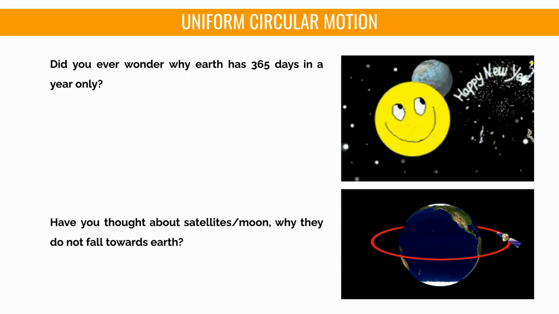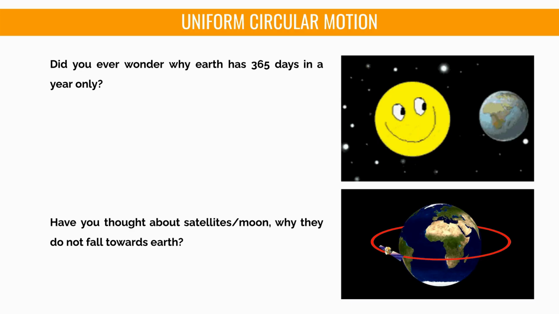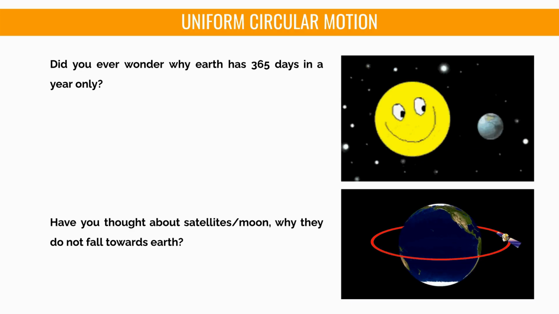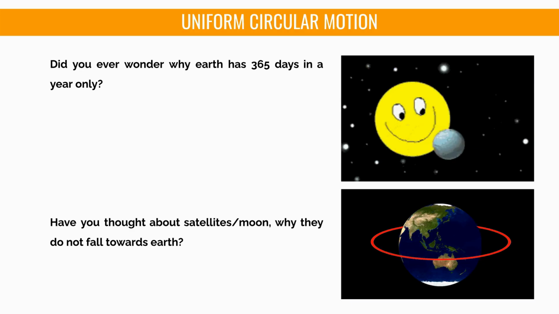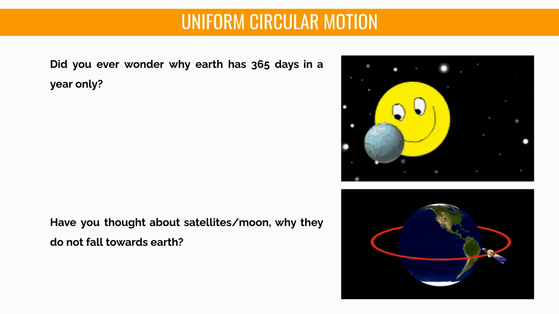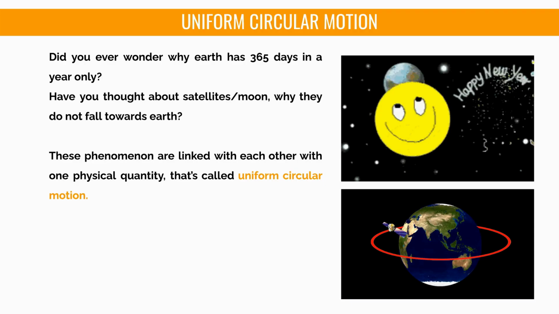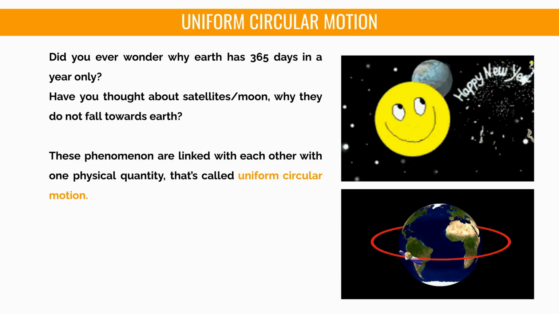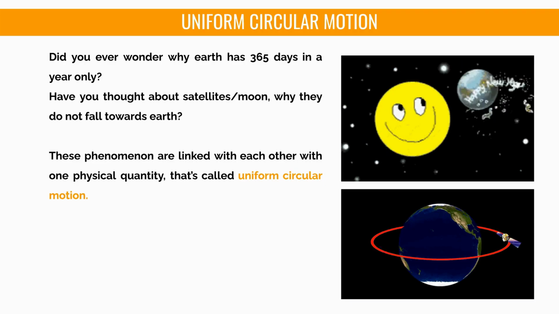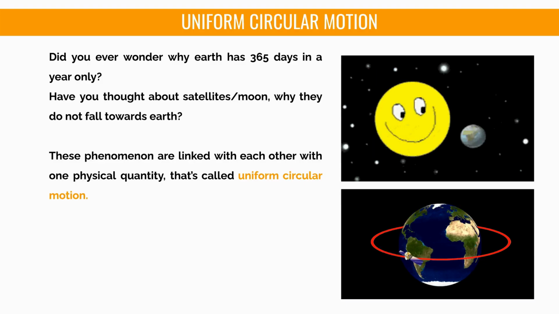Did you ever wonder why Earth takes exactly 365 days to complete one revolution? Or why satellites and the moon don't fall down to Earth? These questions might seem different, but they are actually connected by one important concept in physics: uniform circular motion. Uniform circular motion is when an object moves in a circular path at a constant speed. In such motion, the path followed by the object is called an orbit.